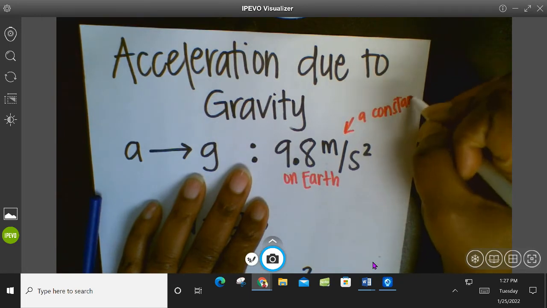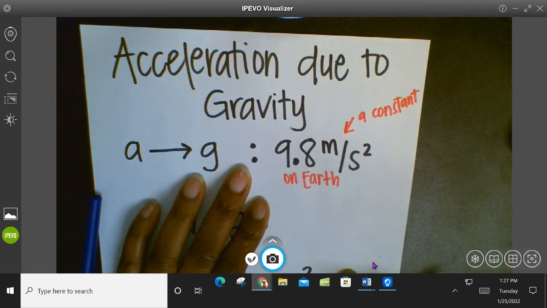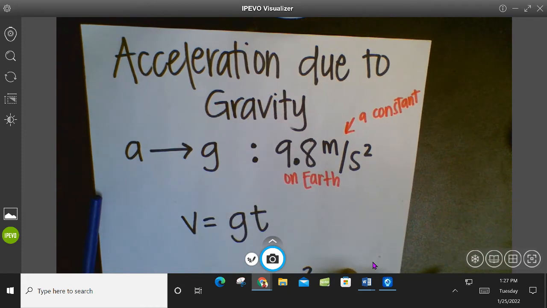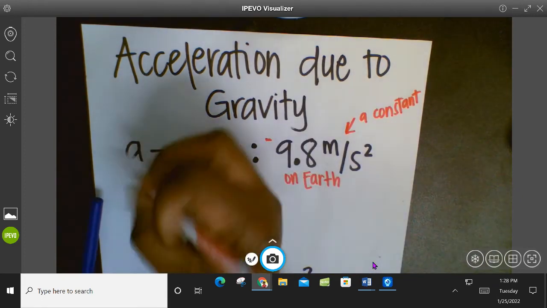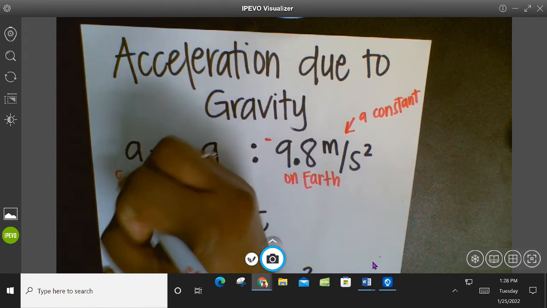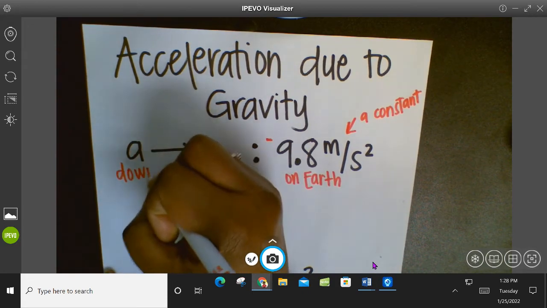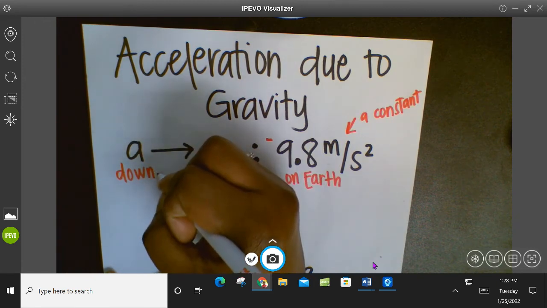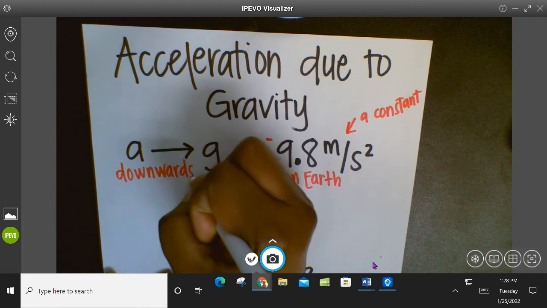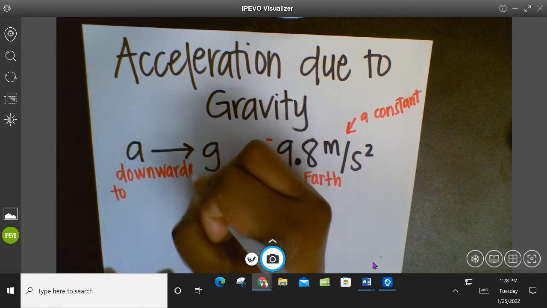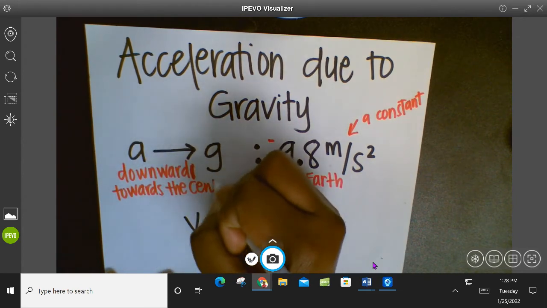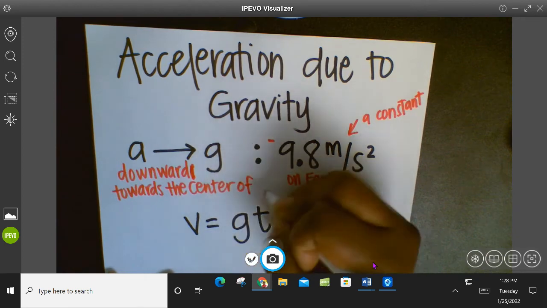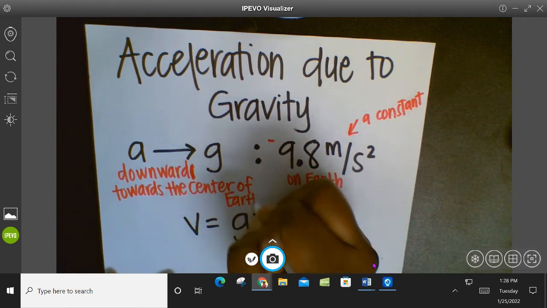And so whenever you're working problems, this value is not going to be given to you because you should know it. All right, and we'll use it so much that you will. You may see that this number is, they put a negative in front of there. And the only reason why they put a negative there is because the motion is going downward, downward towards the center of Earth. Okay.